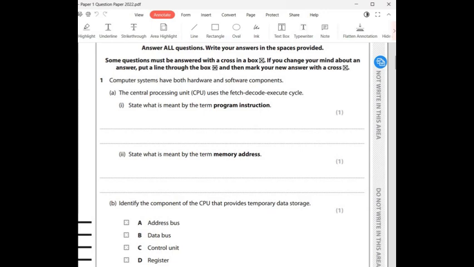Okay, next one. State what is meant by the term memory address. It's a pointer, identification of a location in memory. Or you could say it's a pointer location where data will be accessed from and stored to. That's 1 mark.